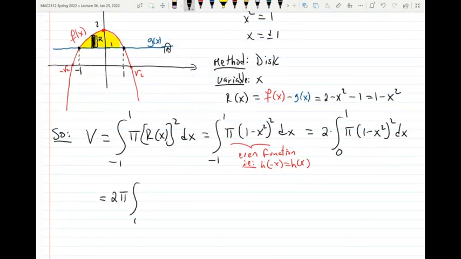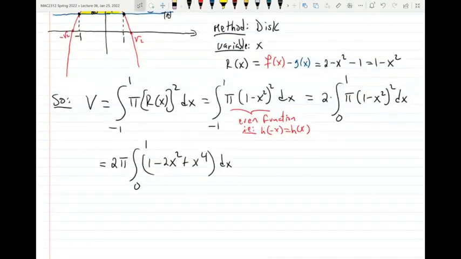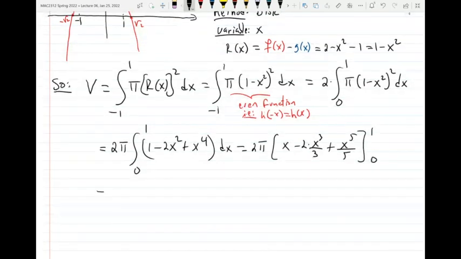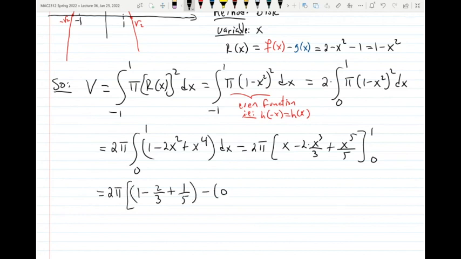So take out the pi and then let's expand the square. So that's 1 minus 2x squared plus x to the 4 dx. And then let's calculate this. So that would be 2 pi times, now this is x minus 2 times x cubed over 3 plus x to the 5 over 5, and then from 0 to 1. And then this would be 2 pi times plugging in 1, so you get 1 minus 2 over 3 plus 1 over 5, and then the other term is 0.